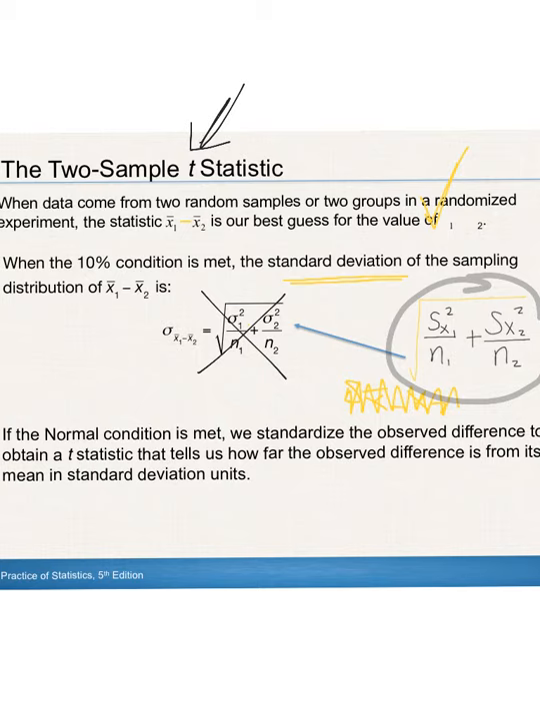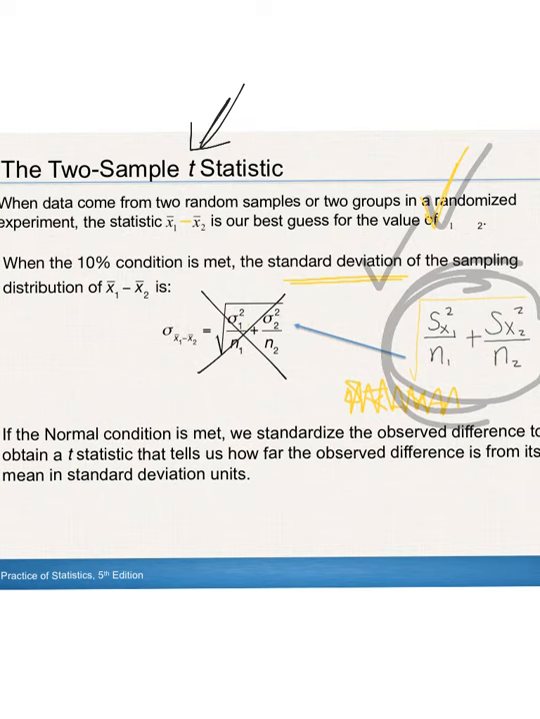But the same conditions need to be met. It needs to be random at 10%. Then we can go ahead and use the standard deviation formula. If it's over 10% of the population, remember that no longer are we talking about independence. Sometimes when we're doing experiments, by the way, we don't have to check the 10% condition. We'll talk a little bit more of that in a second. And then if the normal condition is met, we can go ahead and standardize with a t-statistic.